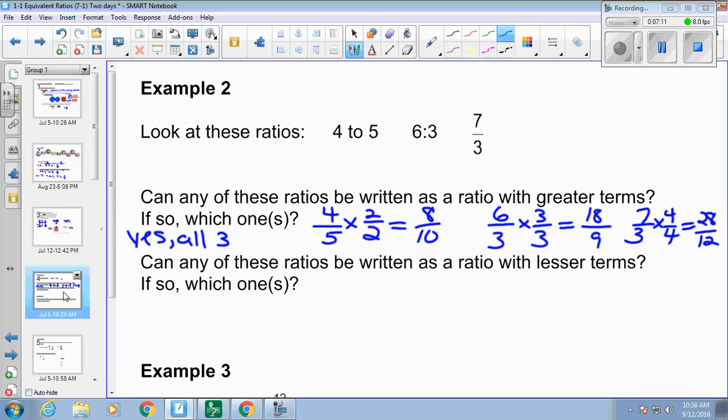Now it goes on to say, can any of these ratios be written as a ratio with lesser terms? And now this one, it's asking you more to write in lowest terms or to reduce. I cannot reduce 4 to 5. I can reduce 6 to 3. I can divide the numerator and denominator by 2, and I'll get 3/1. Nope.